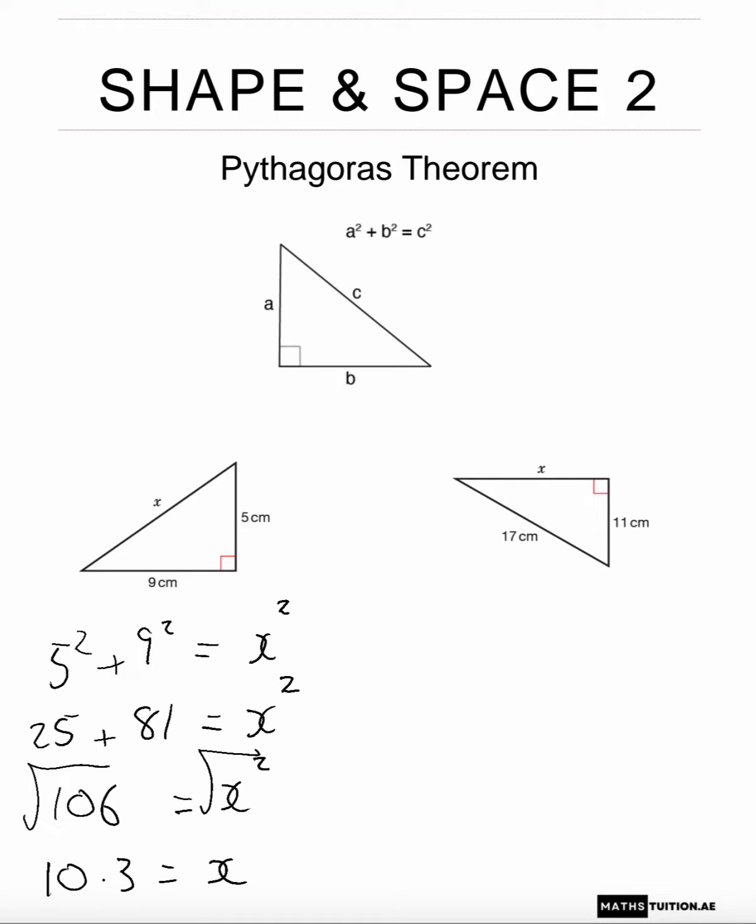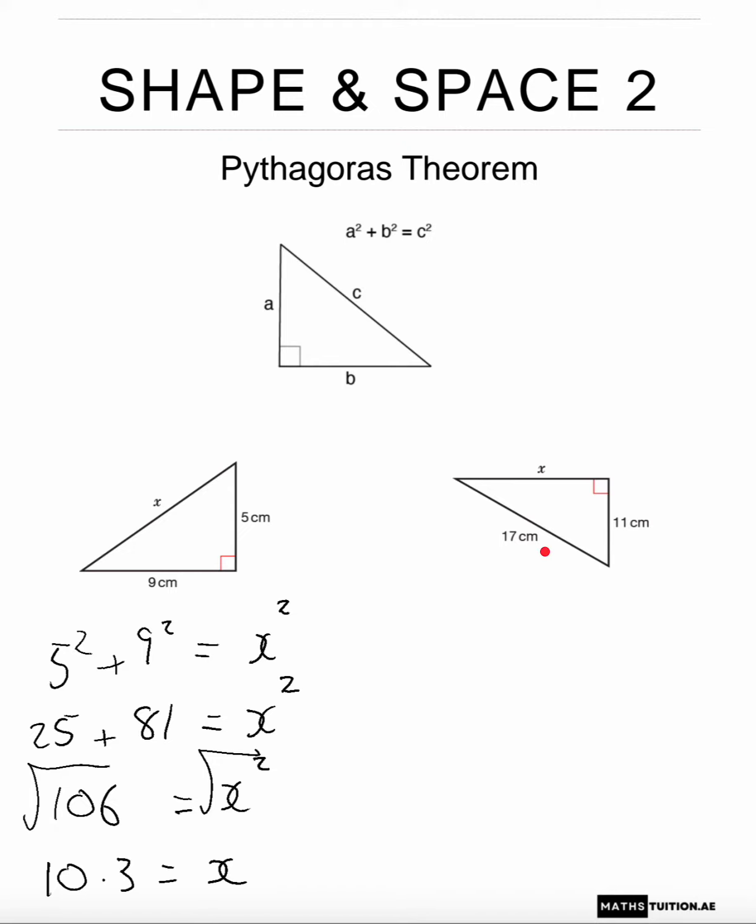A good indication that you are right in these is that if you're looking for the longest side, it's got to be bigger than 9, it's got to be bigger than 5, so 10.3 works, and it also has to be realistically not hugely bigger. So when you see 106, hopefully you think I've still got another step to go.